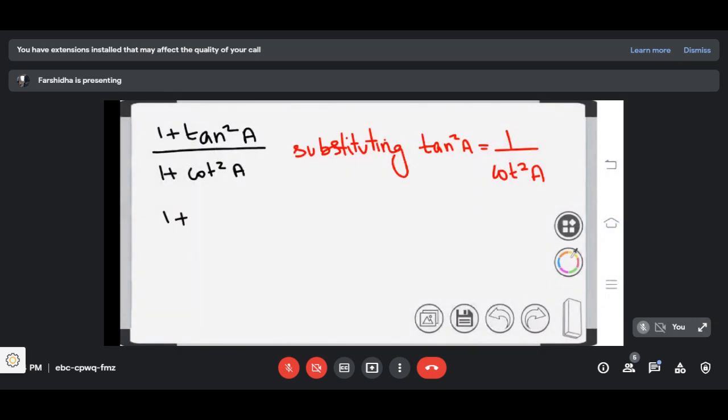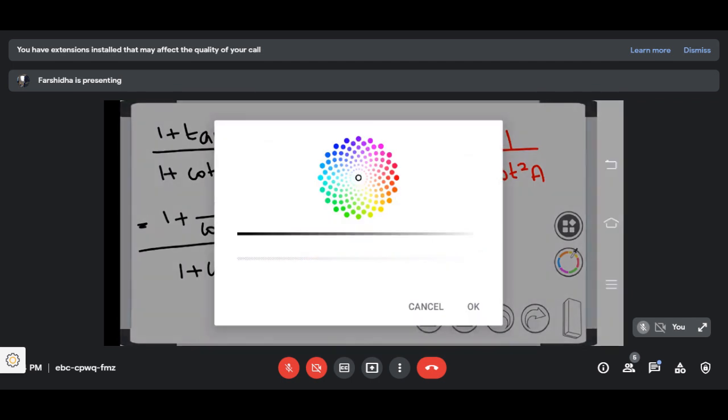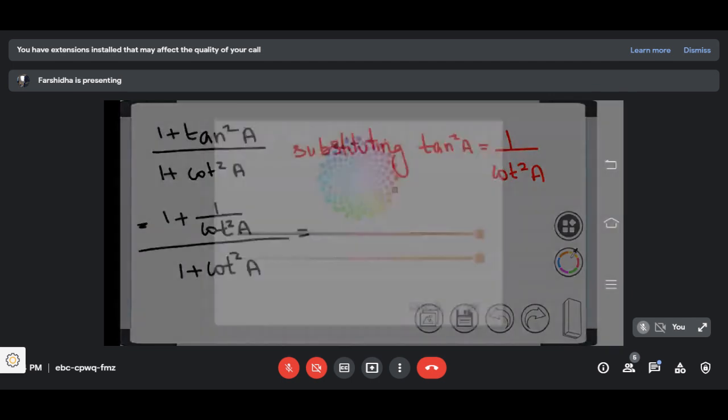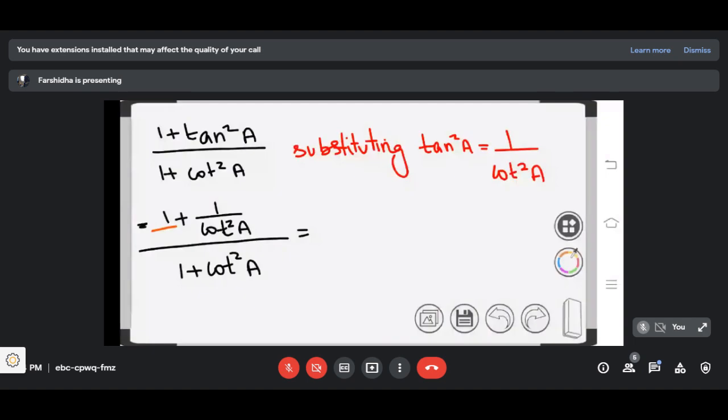So 1 plus, instead of tan square A, I am writing 1 by cot square A, divided by 1 plus cot square A. To make the denominator same, cot square A, I am multiplying the denominator into cot square A and the numerator into cot square A. So (1 into cot square A plus 1) whole divided by cot square A. We made the denominator same. Then divided by 1 plus cot square A.